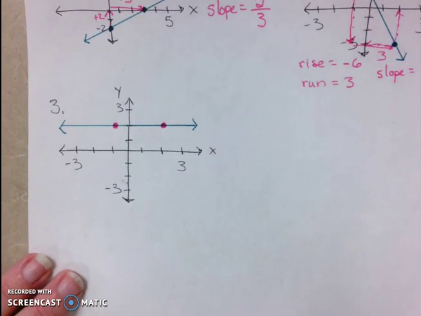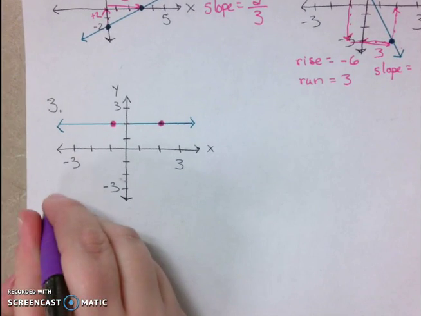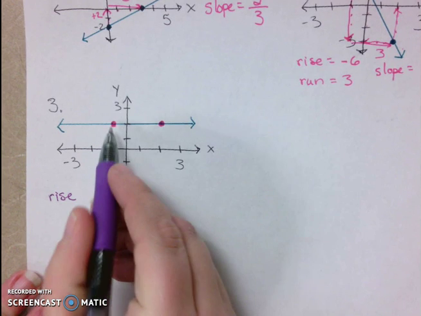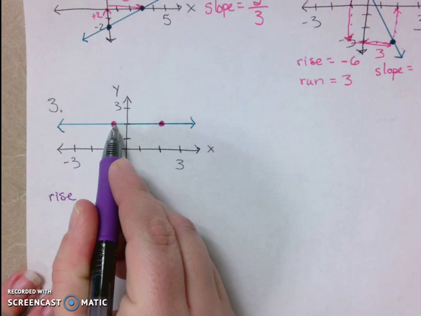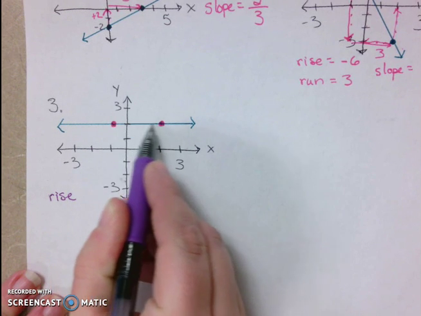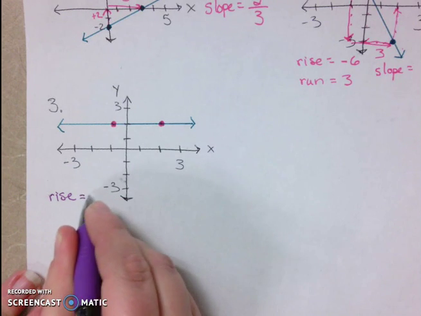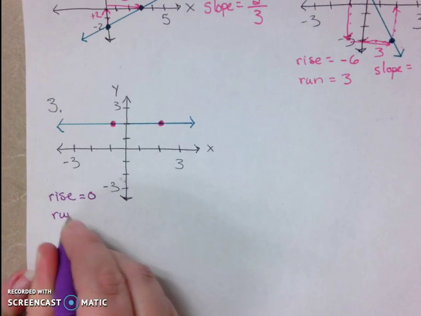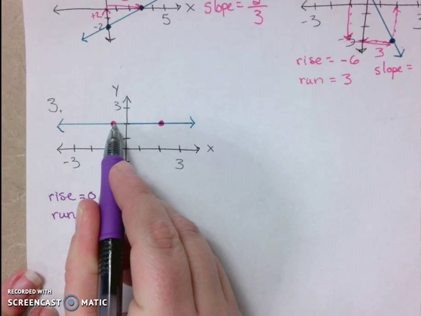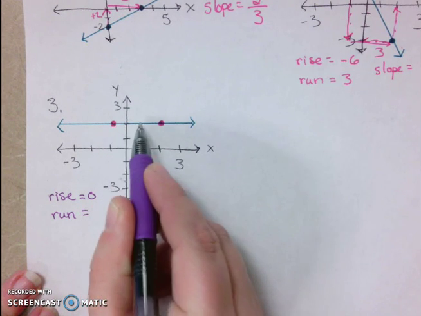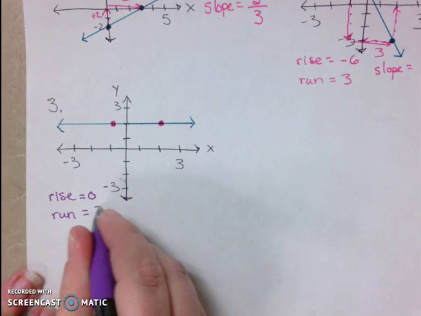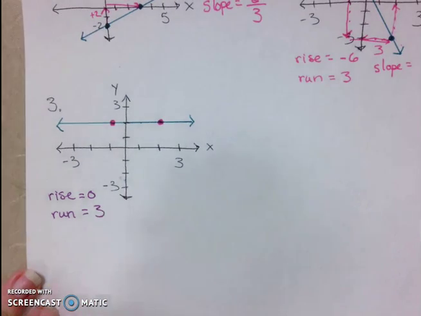So we're starting with the rise. We read it from left to right. So how far up or down do I go? I don't move up or down at all. So the rise is 0. And then our run, how far over do we go? We always go to the right. 1, 2, 3. Our run will always be positive since we always go to the right.